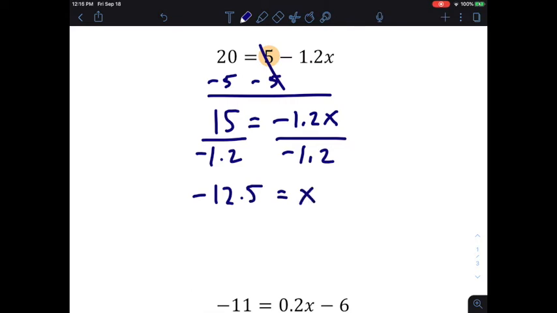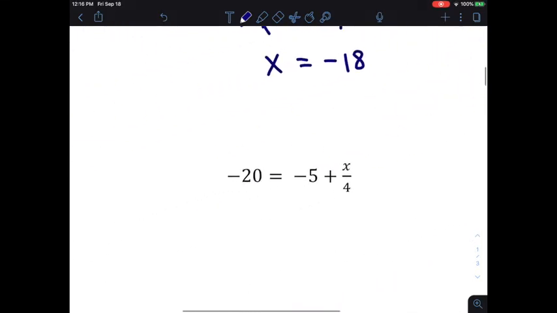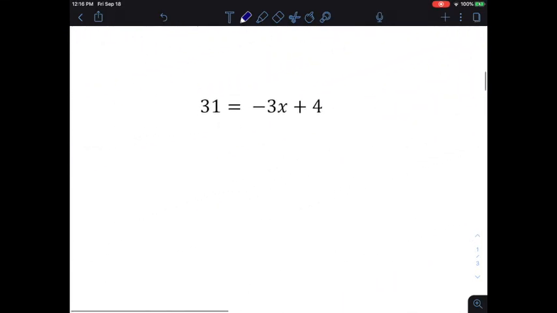Okay, so just because we had a decimal, that doesn't necessarily mean it's going to be any harder. It just means we need to use the tools that we have to be able to answer that question. Okay, let's keep going.